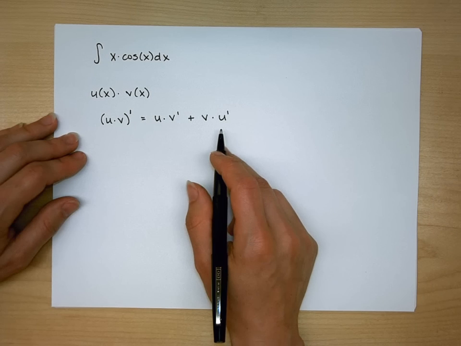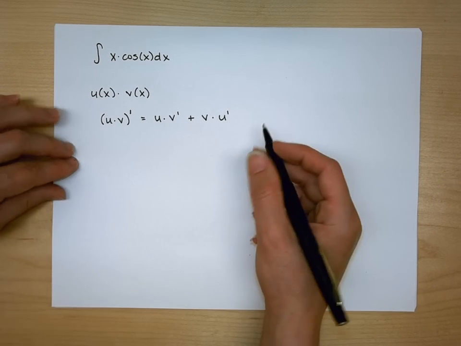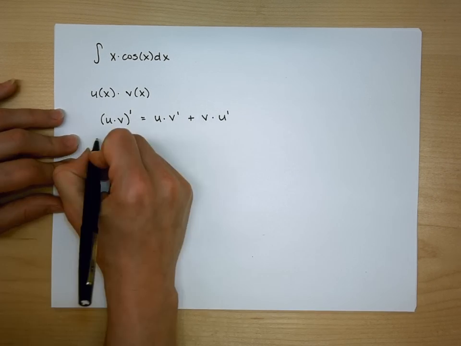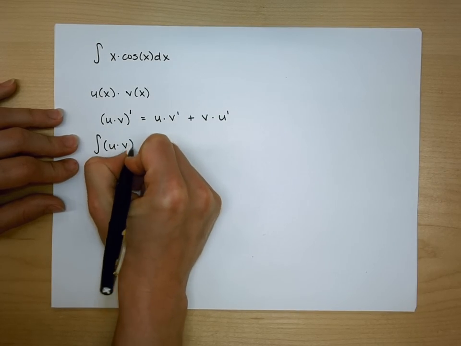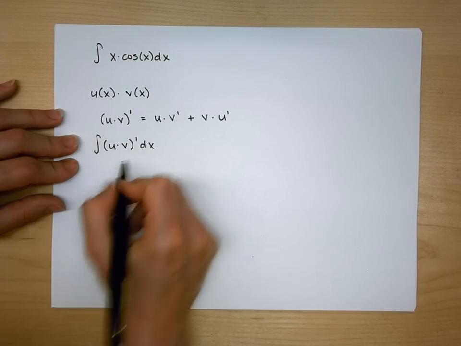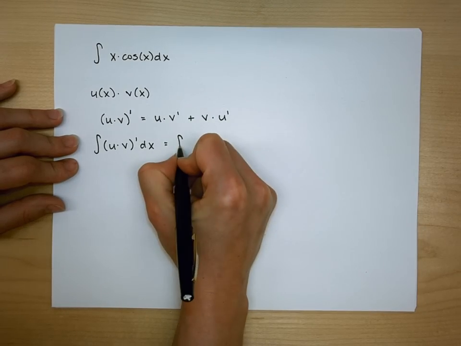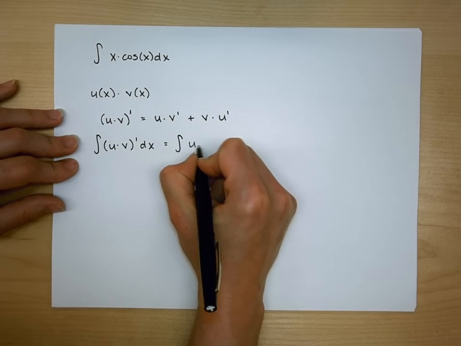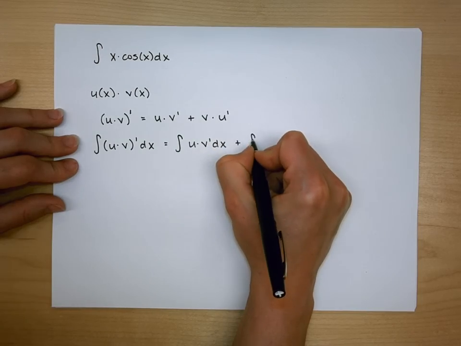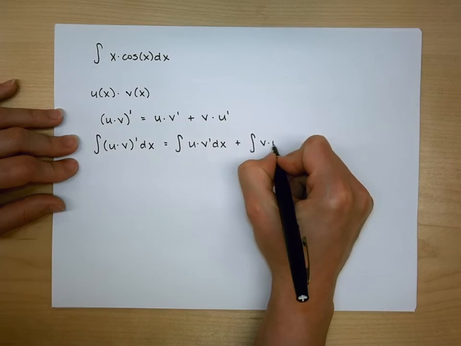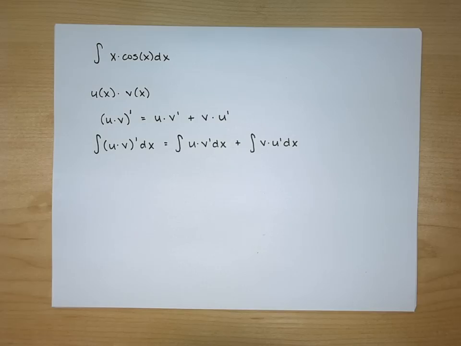Since I want to figure out how to undo this, let's go ahead and take the integral of both sides with respect to x. So I've got my u v prime, integrate that with respect to x. And since these are being added together, I can break that apart and make it the integral of the first thing plus the integral of the second thing. So I just took the integral of both sides.